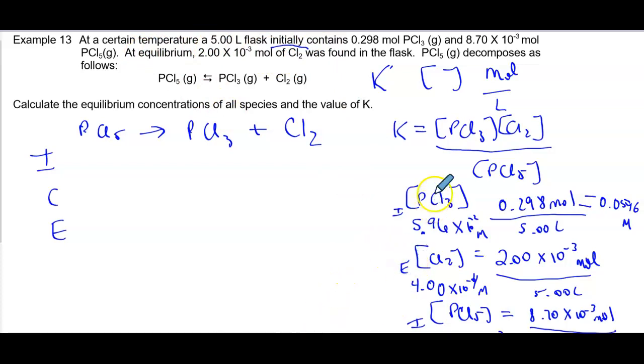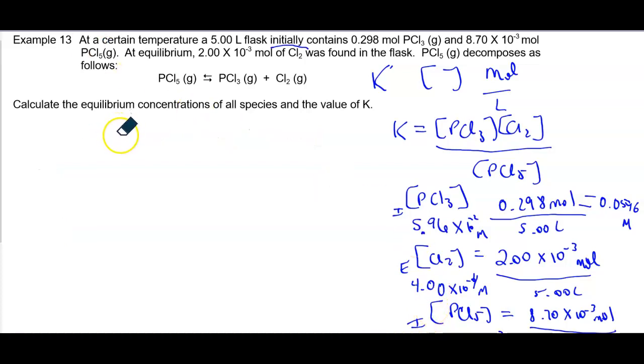So that's a very important, crucial step, that you identify if the concentrations or pressures are I's or E's, meaning initial or equilibrium, based on the word problem. So again, I know this is an initial because by reading this, PCl5 is initial. I know that PCl3 is an initial, and I know Cl2 is equilibrium. So I, E, and I.